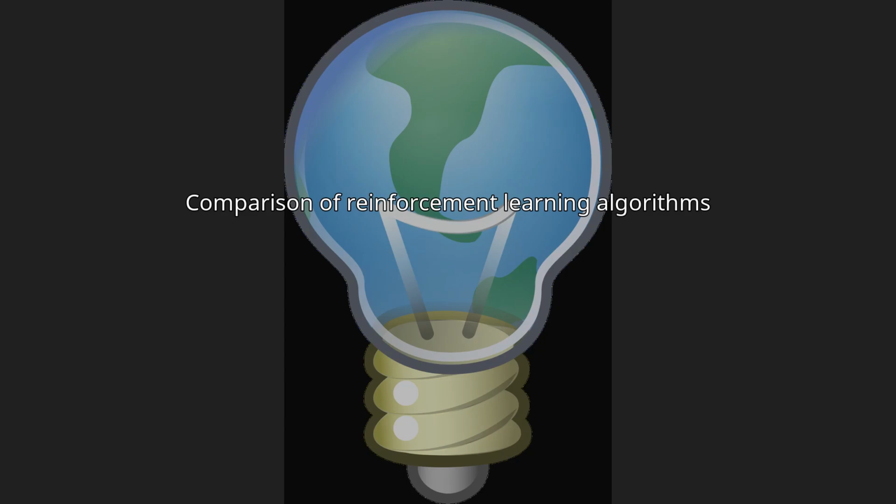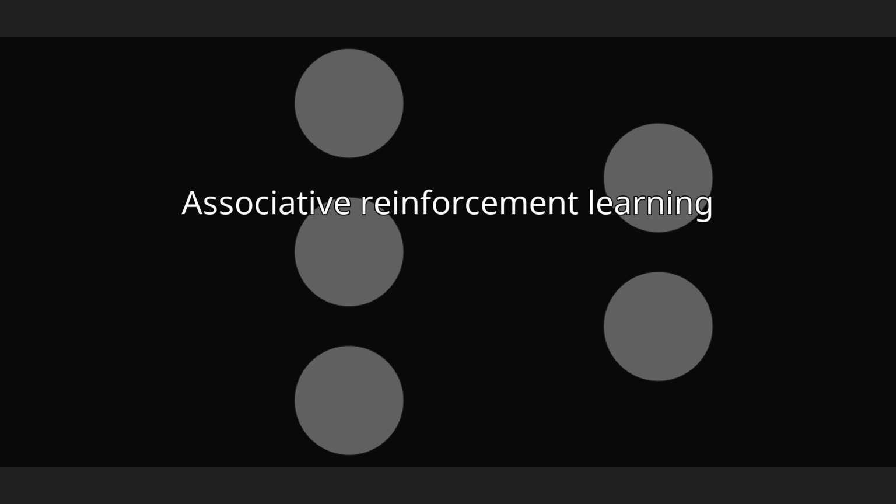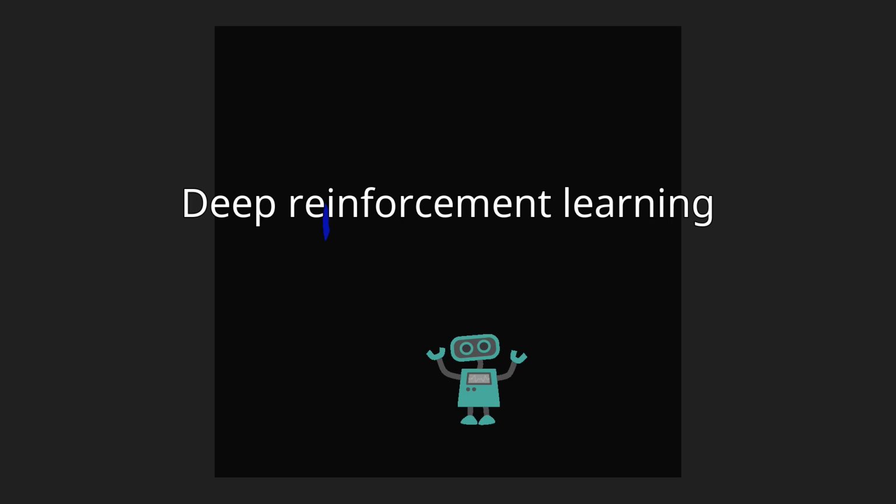Comparison of reinforcement learning algorithms. Associative reinforcement learning. Associative reinforcement learning tasks combine facets of stochastic learning automata tasks and supervised learning pattern classification tasks. In associative reinforcement learning tasks, the learning system interacts in a closed loop with its environment. Deep reinforcement learning. This approach extends reinforcement learning by using a deep neural network and without explicitly designing the state space. The work on learning Atari games by Google DeepMind increased attention to deep reinforcement learning or end-to-end reinforcement learning.